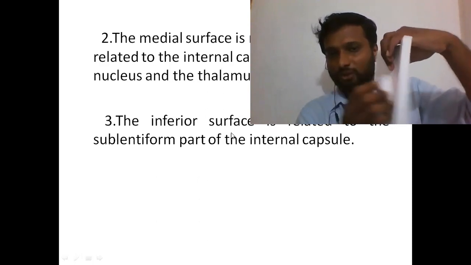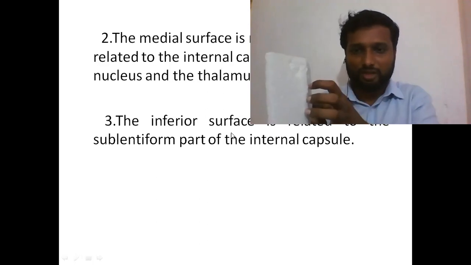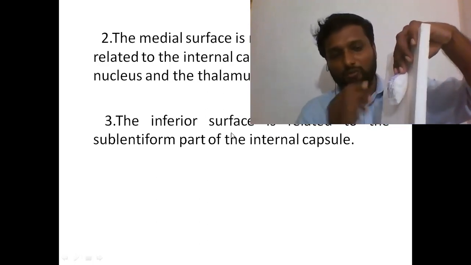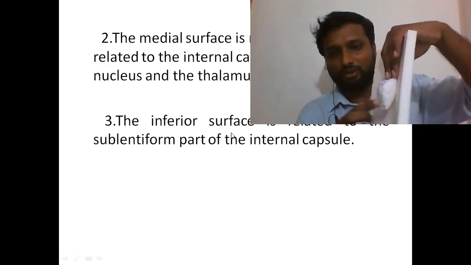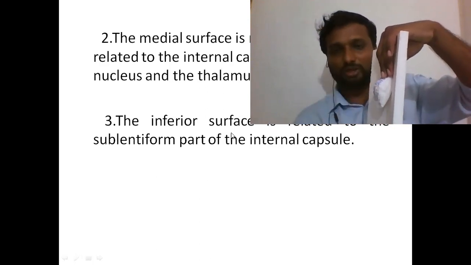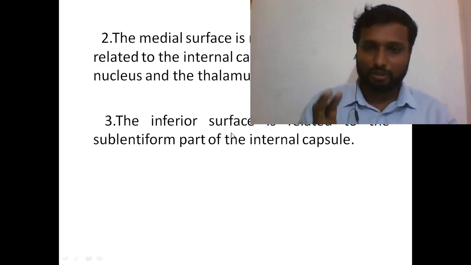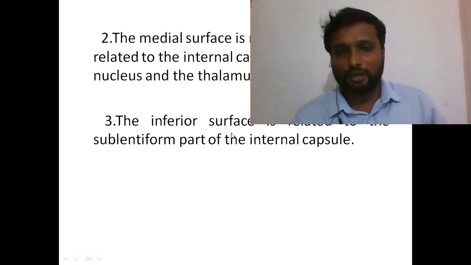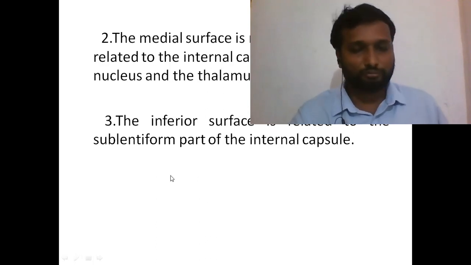The medial surface is related to the internal capsule. If you move further medially, we can say the thalamus, but we won't go into that much detail. So the medial surface is related to the internal capsule, the inferior surface is related to the sublentiform part of the internal capsule, and the lateral surface is related to the external capsule, claustrum, outermost capsule, and insula. So those are some details of the lentiform nucleus.